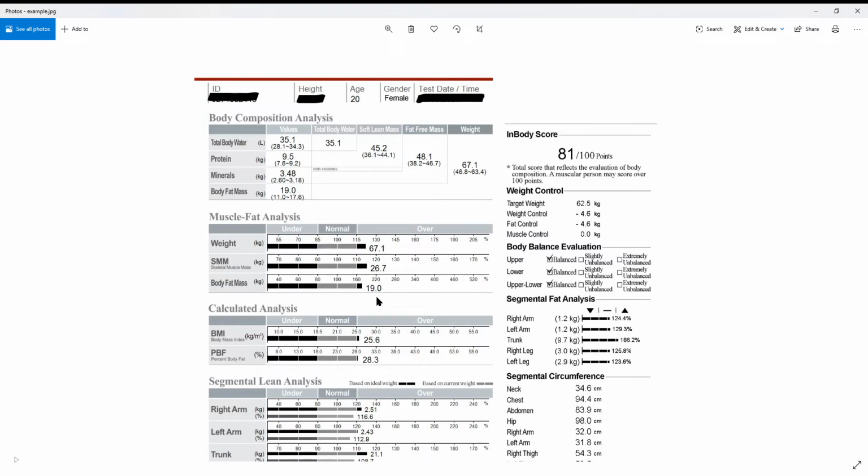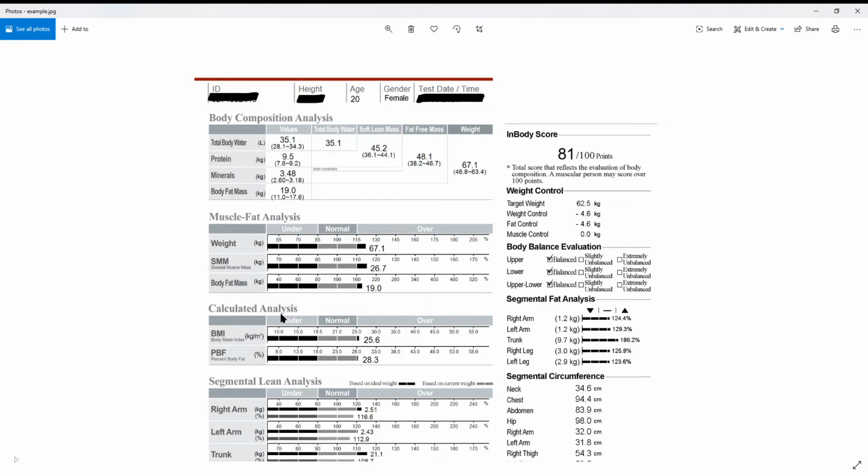Next we have body fat mass, repeated again. This person here has a healthy amount of muscle mass sitting over the recommended norm range, and body fat mass sitting a little bit lower, just outside the recommended normal range.